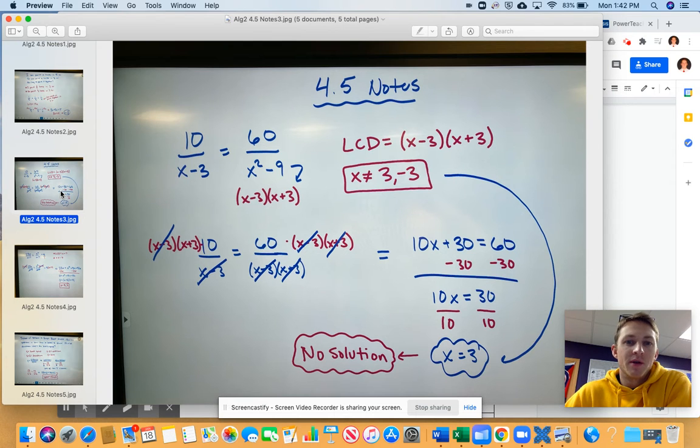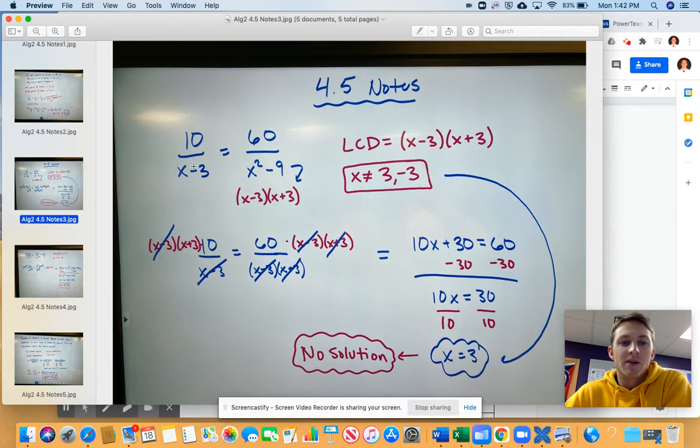All right, Algebra 2, we're going to finish up 4.5 today, so we have fractions again. But this time it's not just x on the bottom, we have a full term. So we have x minus 3 over here, and then x squared minus 9 on the right side, which can factor down into x minus 3 and x plus 3. Let's find the least common denominator of these two denominators right here.